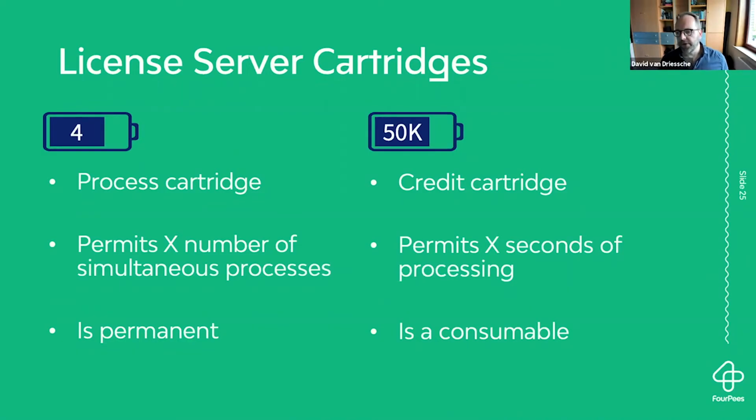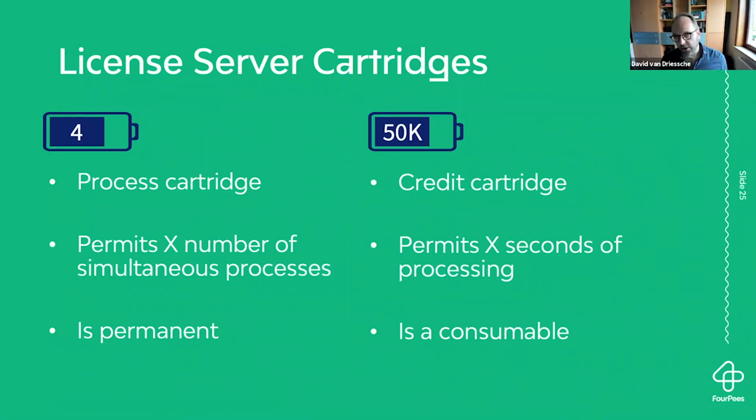So if I start pdfToolbox and I ask it to process something, pdfToolbox is going to connect to the license server. The license server is going to see how many things are running already. If the answer is less than 4, then it's going to say, sure, go ahead. If the answer is 4, or well, it can't be higher, then it's going to say, no. Not with this cartridge, that doesn't work.